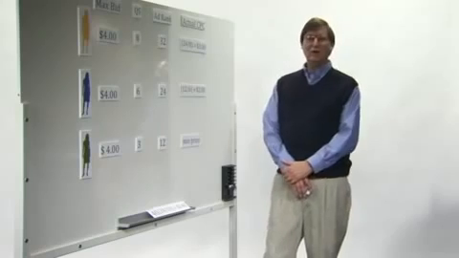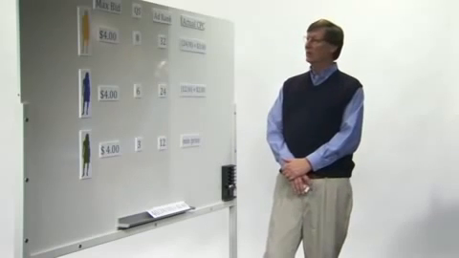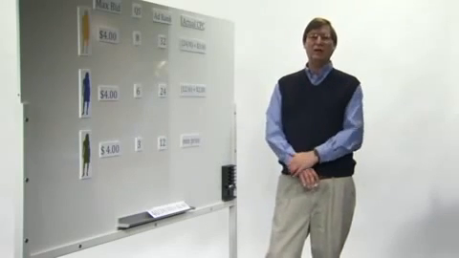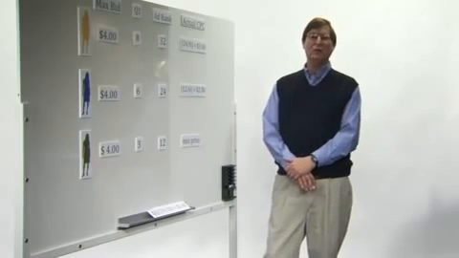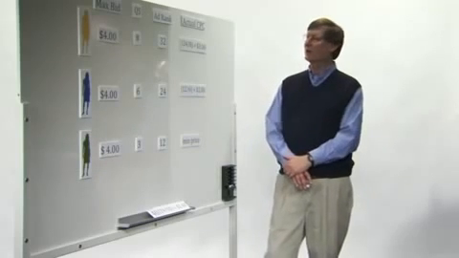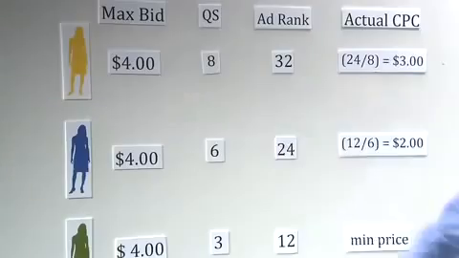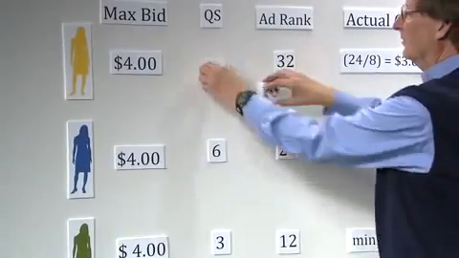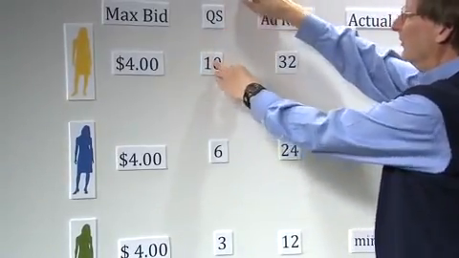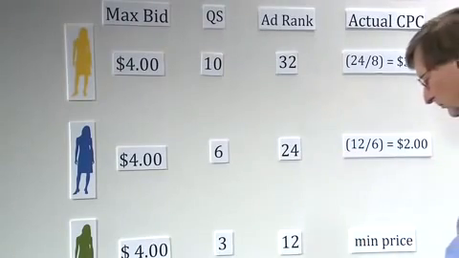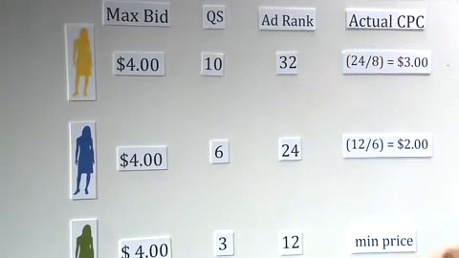We can use this example to illustrate an important point. What happens if an advertiser increases their quality score by having, for example, a more relevant ad? Well, take advertiser 1. Suppose his quality score goes up to 10. Then his ad rank is going to go up to 40.